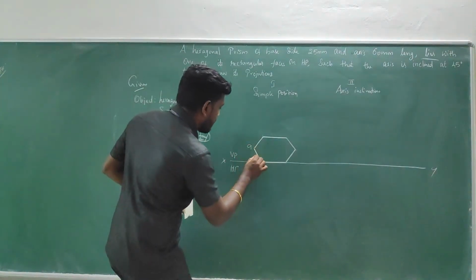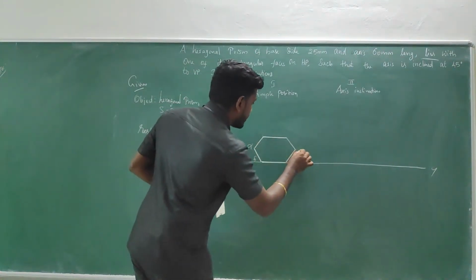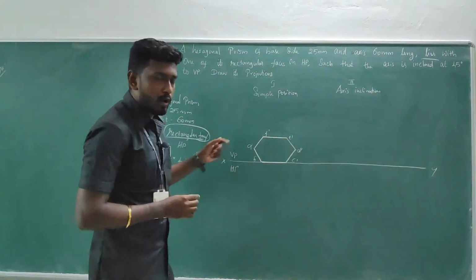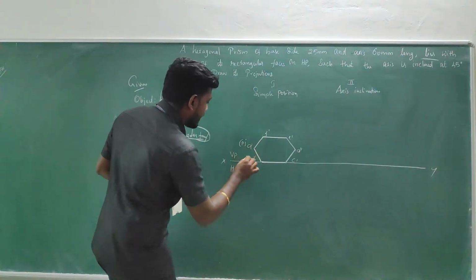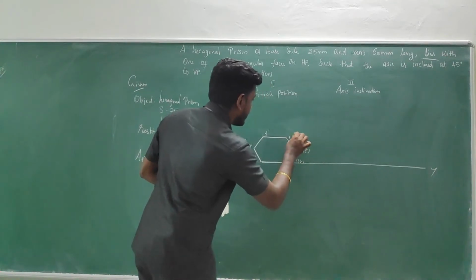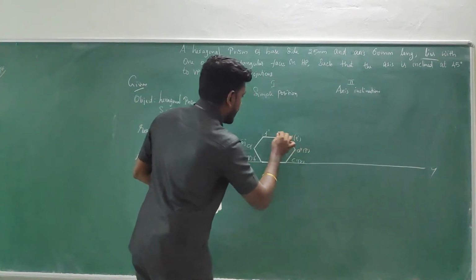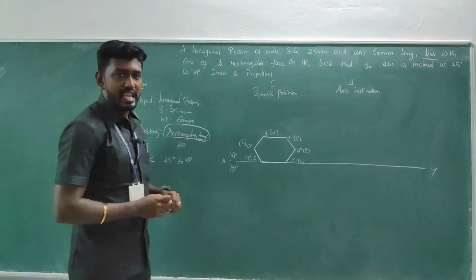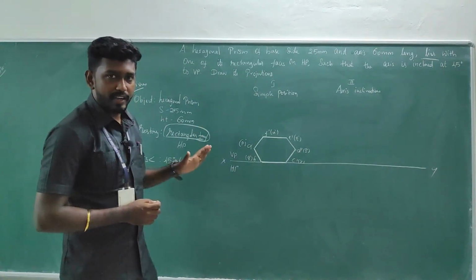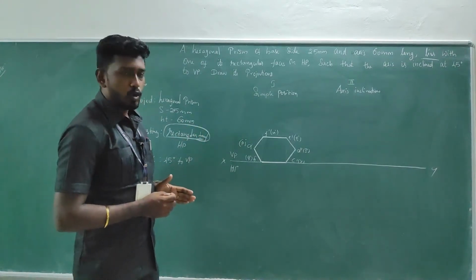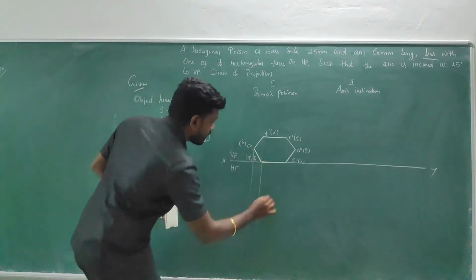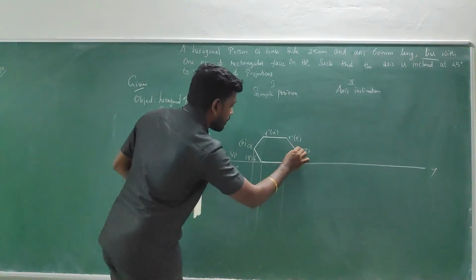So front face A dash, B dash, C dash, D dash, E dash and F dash will be visible. Rear face P dash, Q dash, R dash, S dash, T dash and U dash will be invisible. Okay. What is next? After finding it, you need to get the top view. Okay. So for that, you can get the projector from each and every corner of the front view.